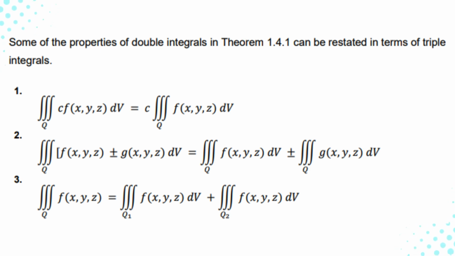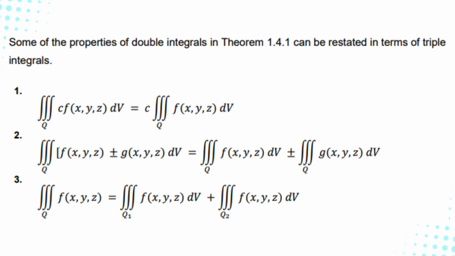We have the properties of triple integrals. The triple integral over Q of a constant times f of x, y, and z dV equals the constant times the triple integral of f of x, y, and z dV. A constant can be factored out of the integral. Like if you are integrating density times volume and density is constant, pull it outside.